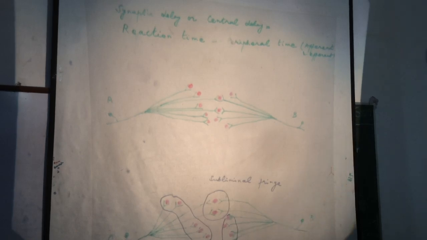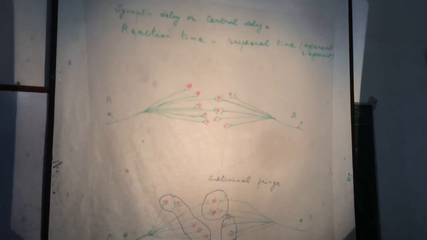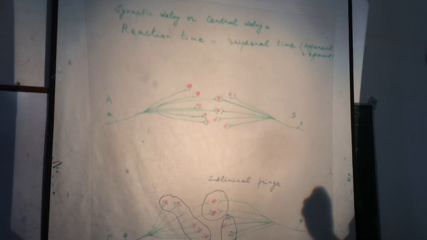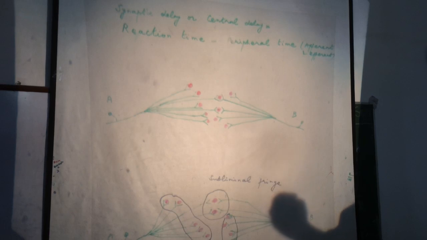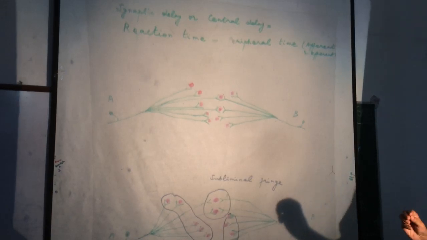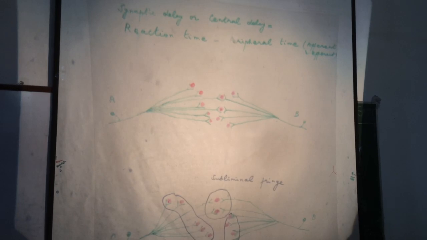The other property of reflex action is occlusion. Occlusion is when the response of the postsynaptic neuron or motor neuron is less than expected. So the response is less than expected.